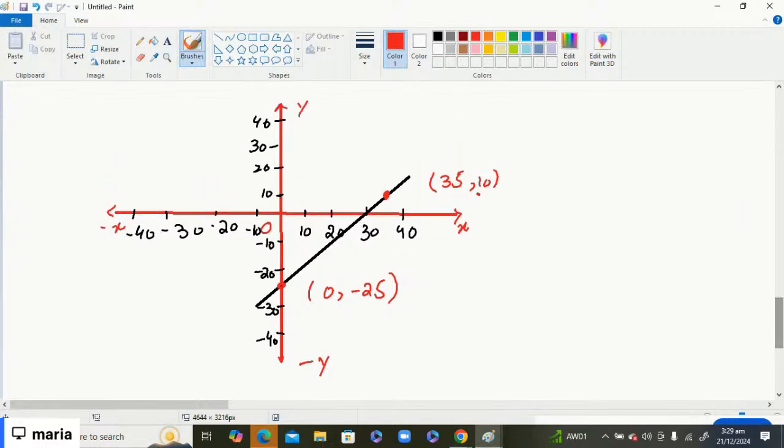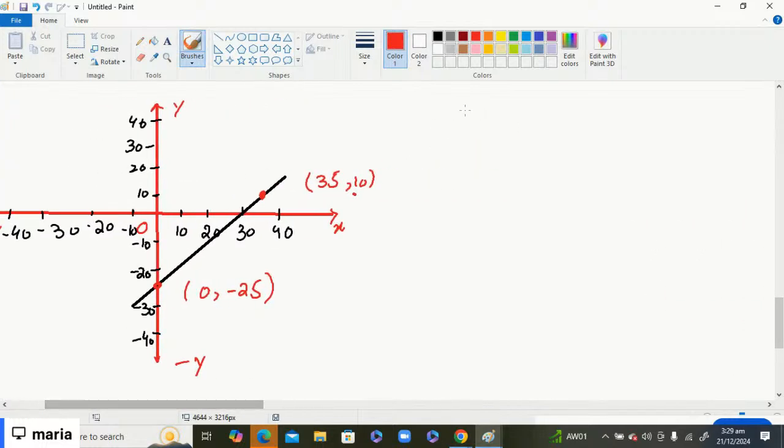Now here we are going to draw the line in slope-intercept form. As we know, y equals mx plus b. Okay, this is the formula. What is the first step that we will take? We are going to take the 2 points on the graph. One point is here, the other point is here. These are the 2 points: 35 and 10, and 0 and minus 25.